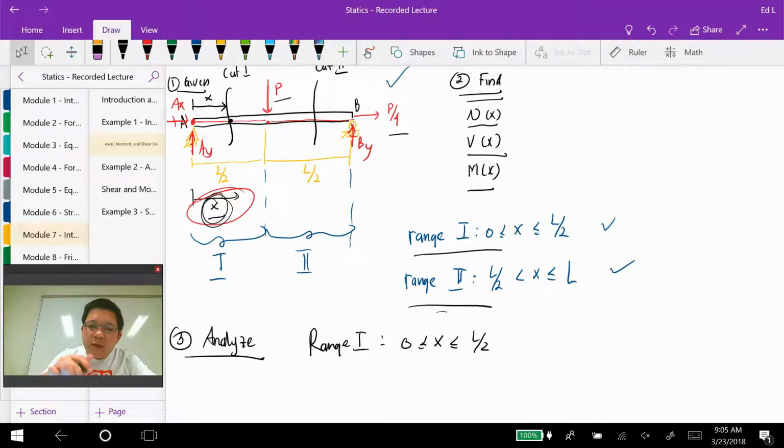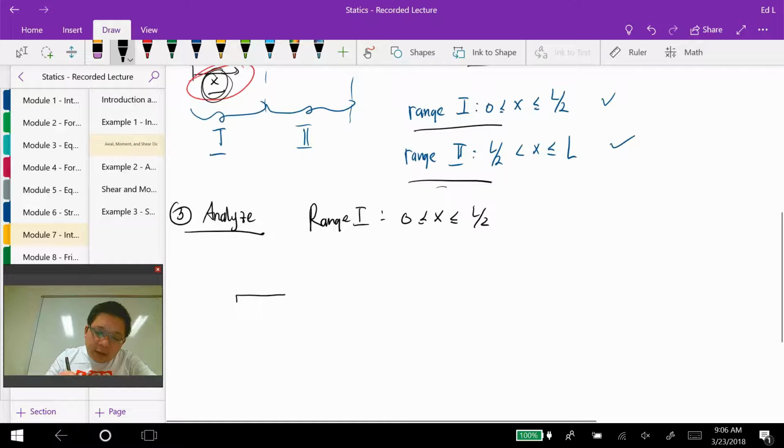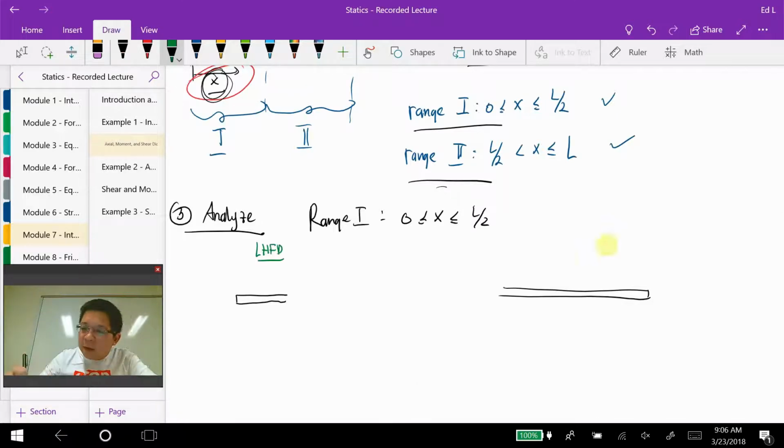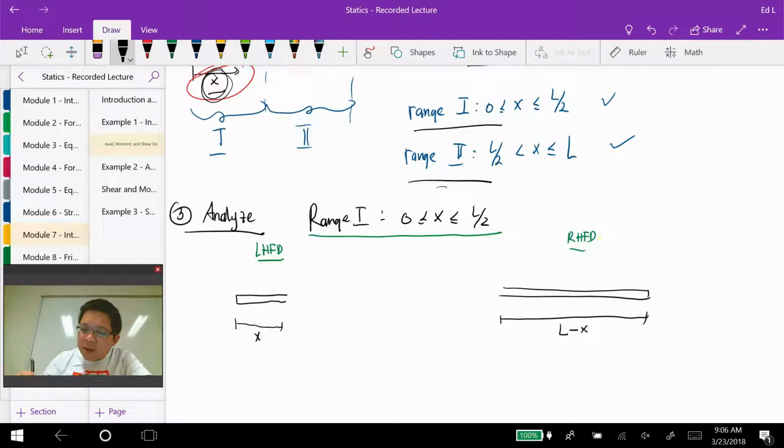When we make cut 1, we can divide it into left hand free body diagrams and right hand free body diagrams, and it's good to sketch it right now. Here I have my left hand free body diagram, here I have my right hand free body diagram, and remember we're looking at range 1. We cut at a distance x, and we know the total length of the beam is L, so the rest of the length of the right hand free body diagram is L minus x.